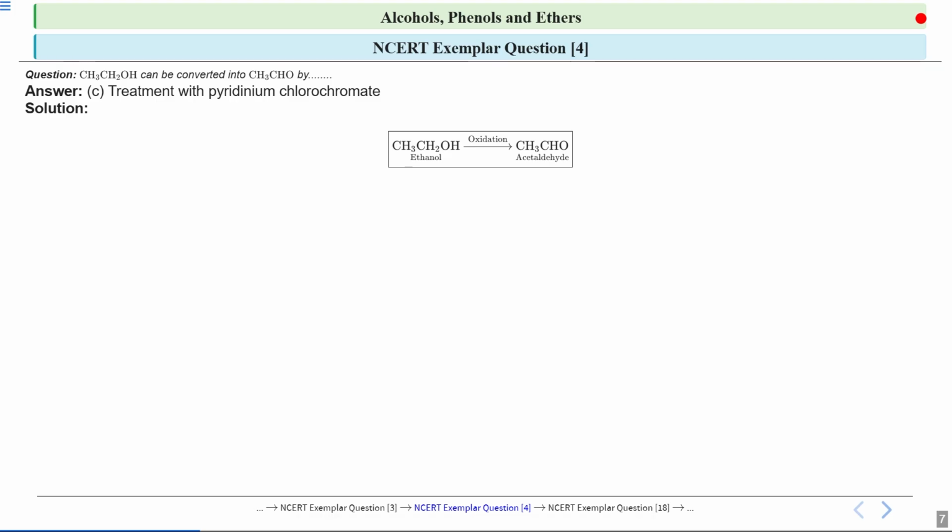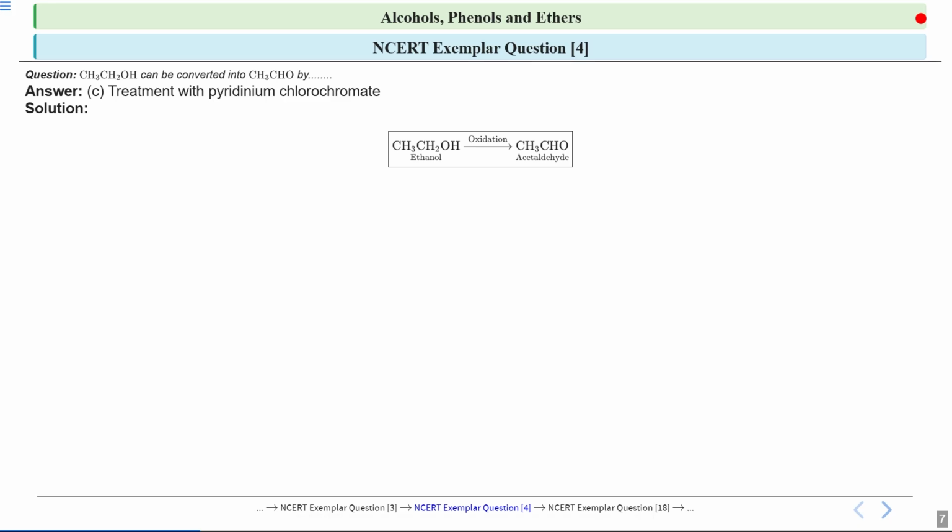So what is given to you in the question? There is an alcohol which is given to you and you have to convert that alcohol into aldehyde. Here ethanol is given. You have to convert it into an aldehyde, which is acetaldehyde. So for this process, you have to do the oxidation. It is an example of oxidation where your ethanol loses hydrogen atom.